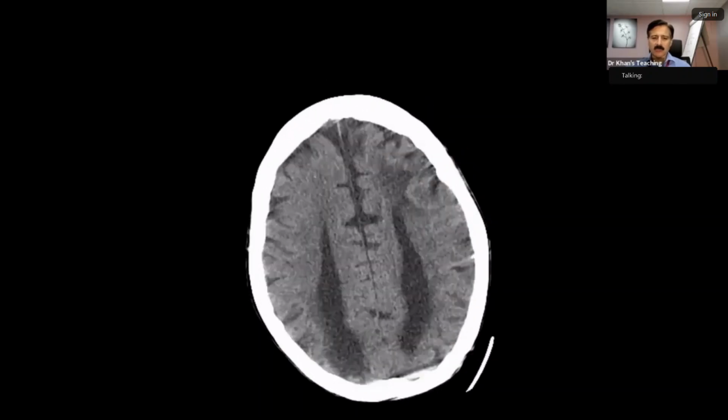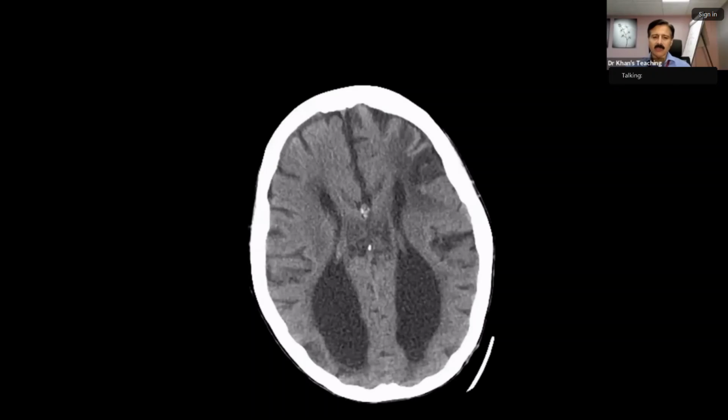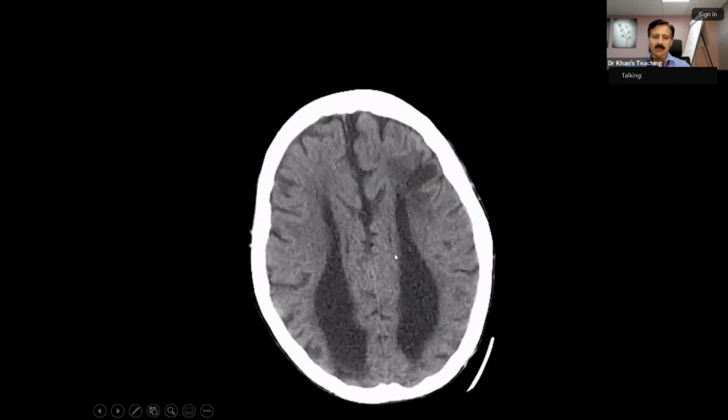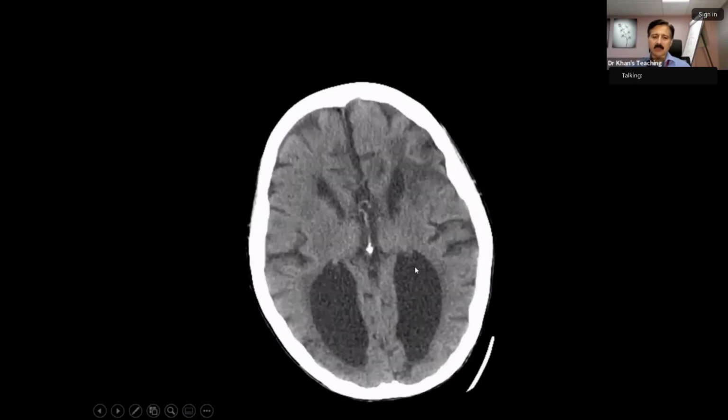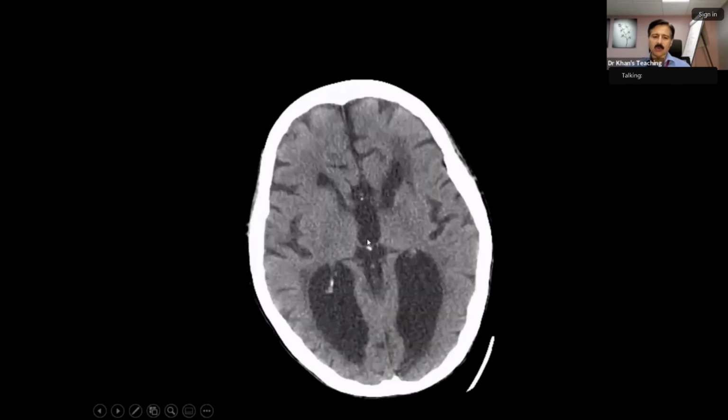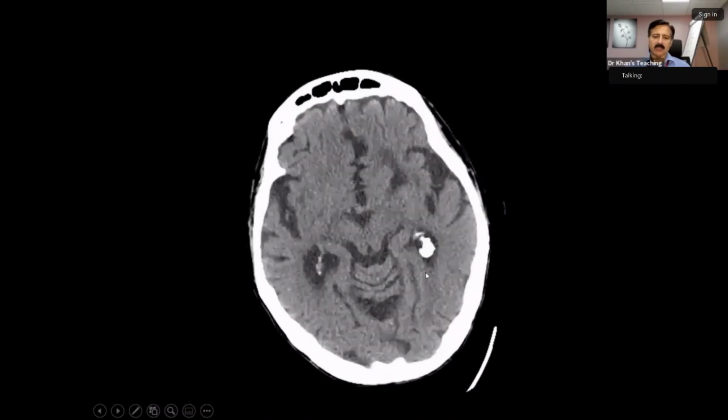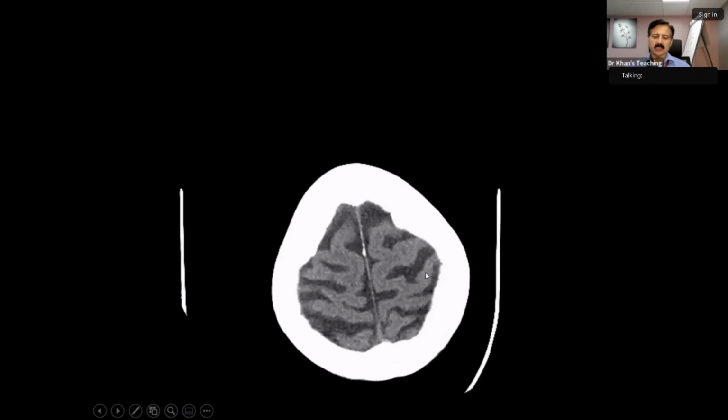But actually what is happening? Look at the ventricles and the space, they are widely spaced. They are parallel. That's the key. You come back, come down, the third ventricle has gone up. And look at this colpocephaly, which can happen in corpus callosum agenesis.